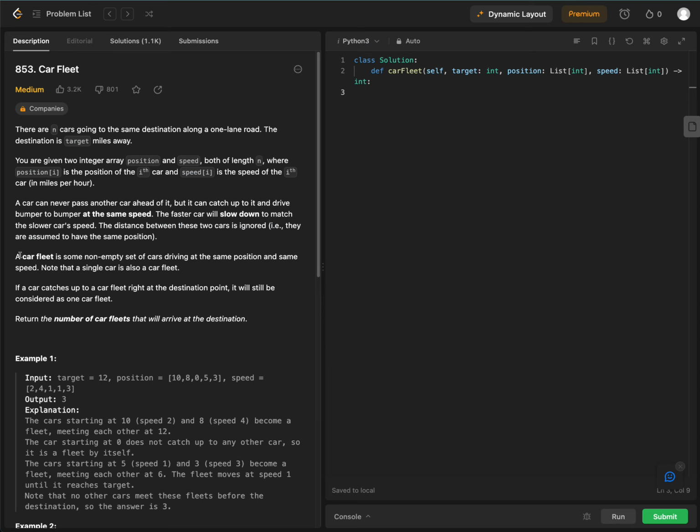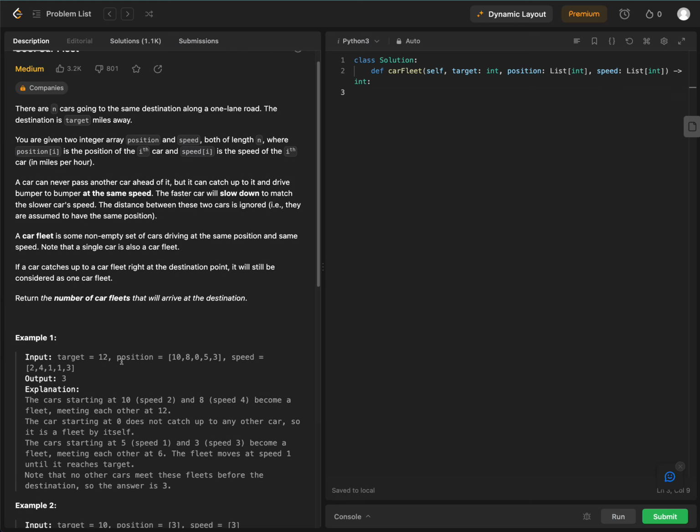So there's no overtaking, and a car fleet is some non-empty set of cars driving at the same position and same speed. They will slow down to match the slower car's speed, and they form a car fleet. If a car catches a car fleet right at the destination point, it will still be considered a car fleet.